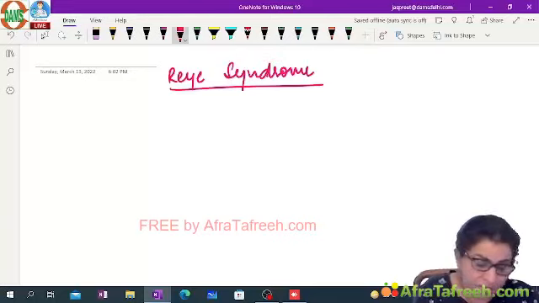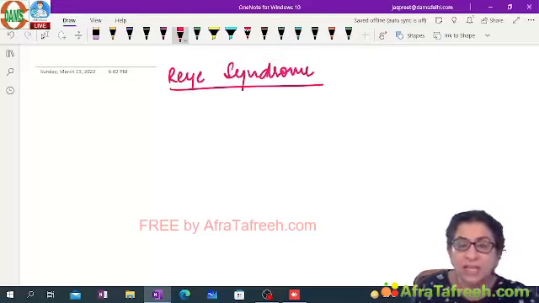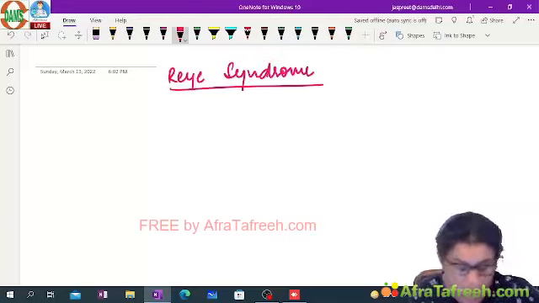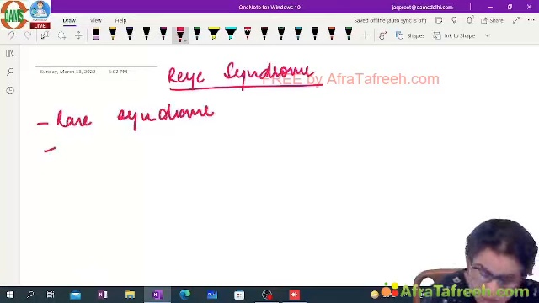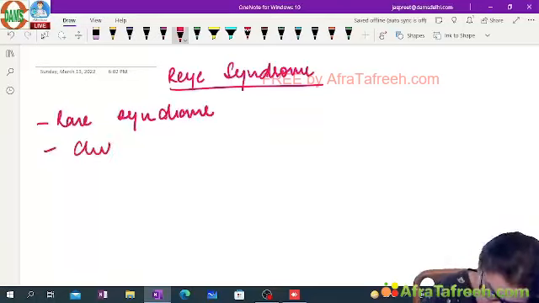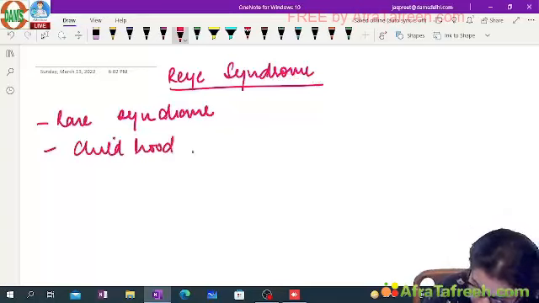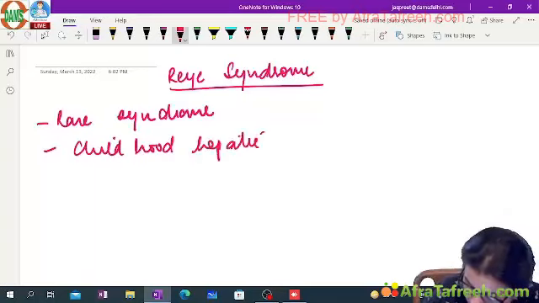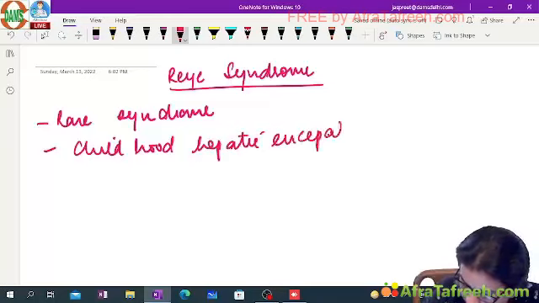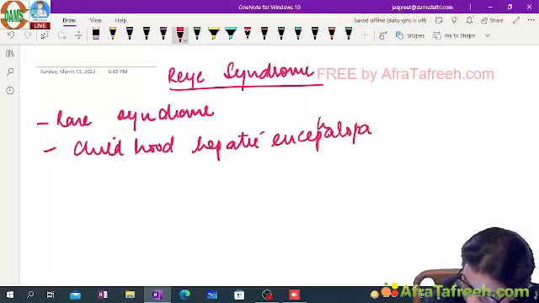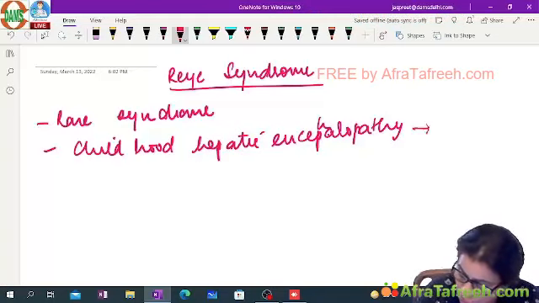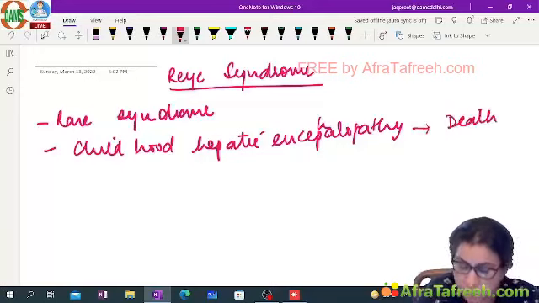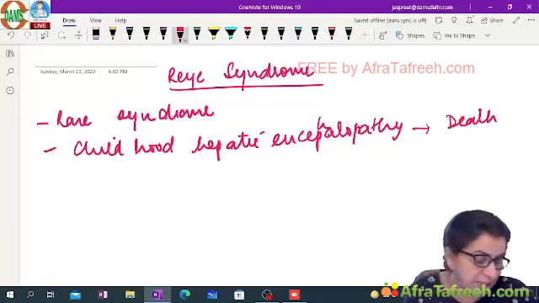Okay, so it is rare, and the child has hepatic encephalopathy. So this is rare syndrome. Number one, it is rare. And here now, what does the child present with? It is childhood hepatic encephalopathy. So the child presents with hepatic encephalopathy, which often leads to death. Okay, so that is hepatic encephalopathy leading to death.